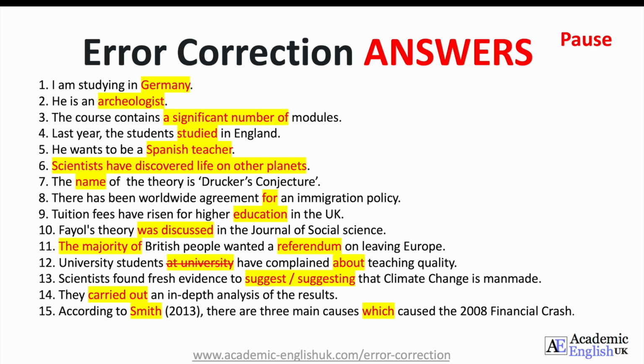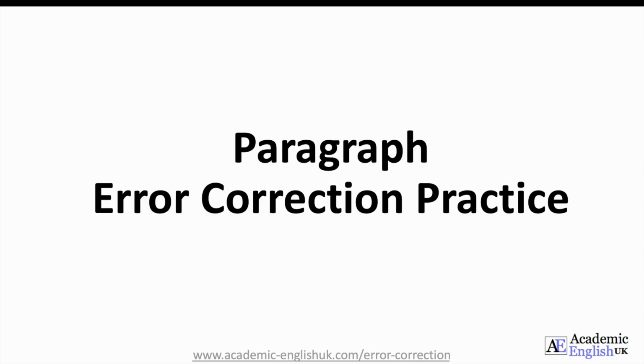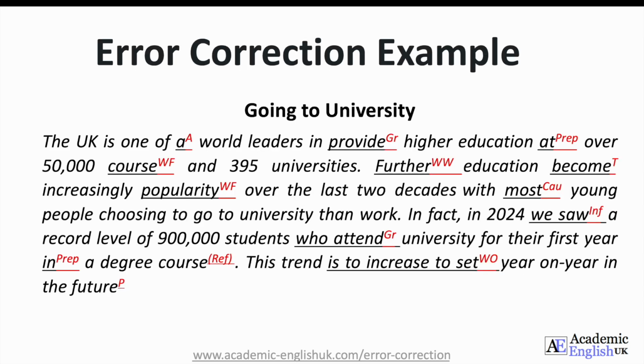So, now you have an awareness of the error correction code. Let's try this exercise at paragraph level. The text again is on a general English topic of going to university, and you can see the text has the error correction code added. So, go through the paragraph and make the 14 changes. Pause the slide and do the activity.